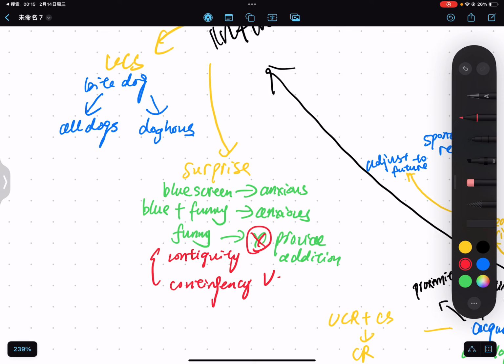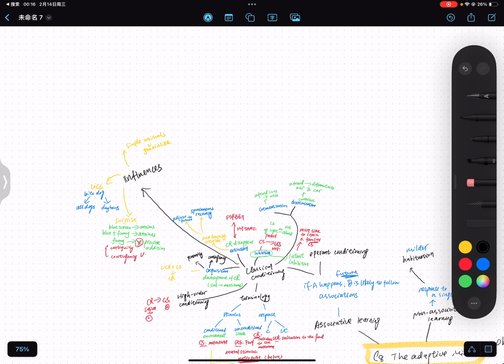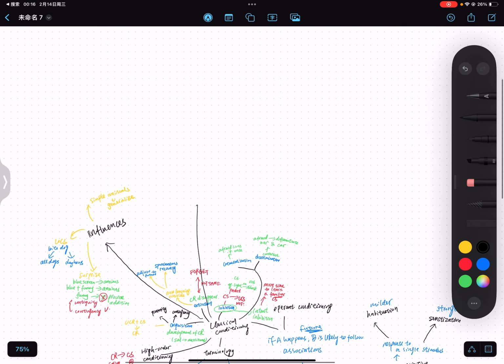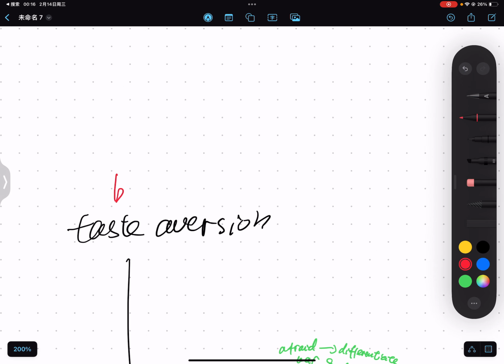And I will elaborate on taste aversion. It is a really important part. So the taste aversion, we already have a lot of examples, but taste aversion is not an example of classical conditioning. It is some example of behaviorism.